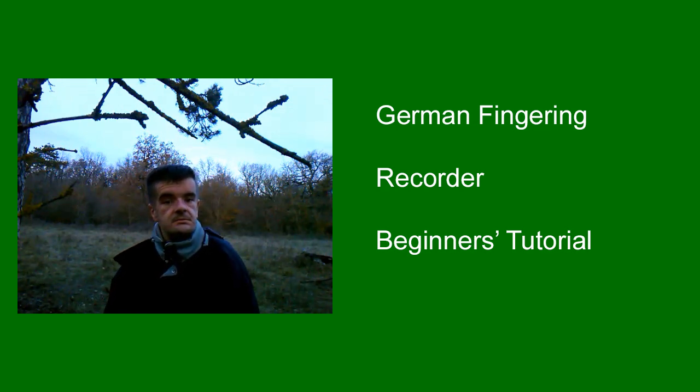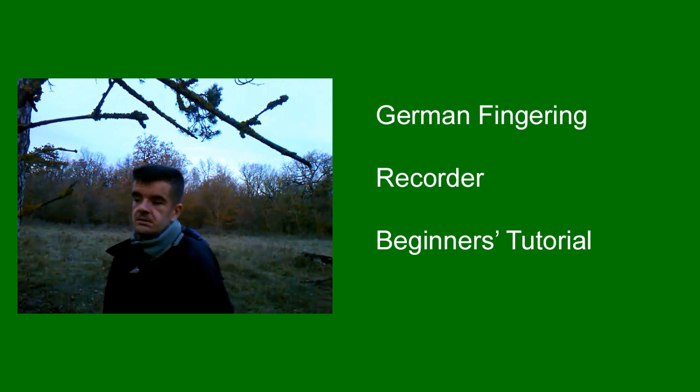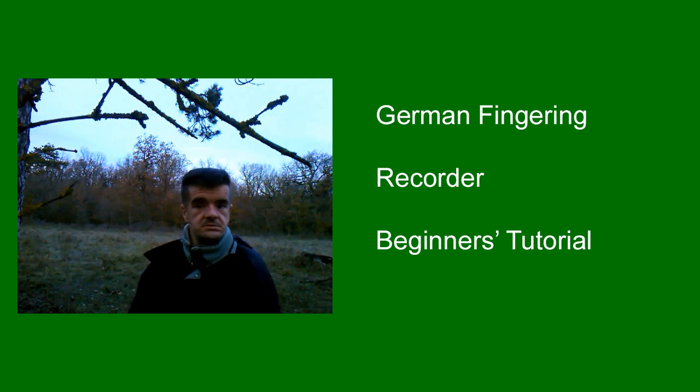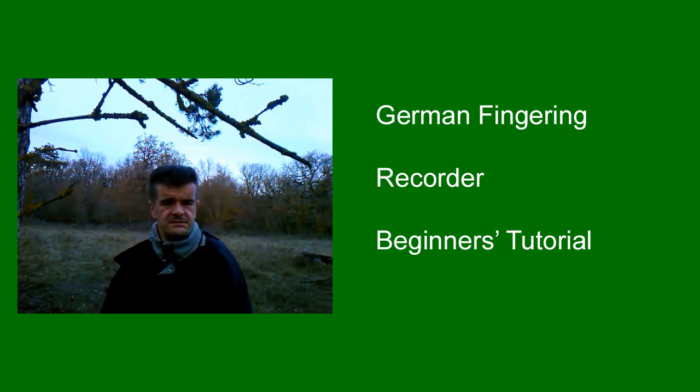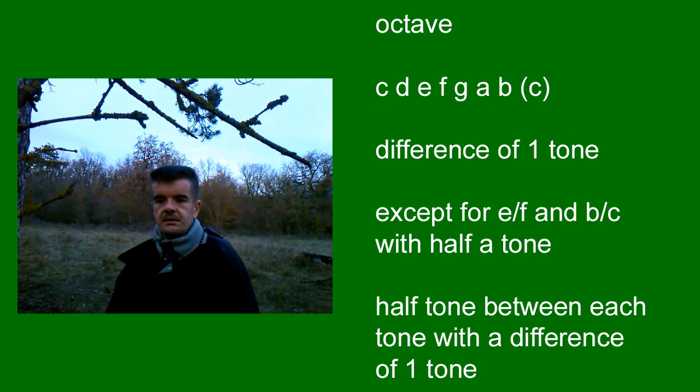Notes. I don't know how familiar you are with notes, octaves and things like that. Anyway, one octave is considered to be a range of notes from C to C. A range of 8 notes: C, D, E, F, G, A, B. That's one octave.